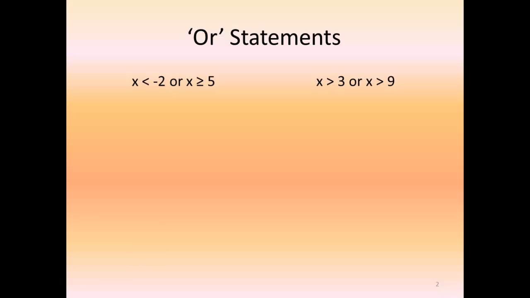The first kind are "or" statements. Or statements involve taking the union of both inequalities, and the symbol for union is a U. And this symbol means I'm just going to take everything that is in the inequality.